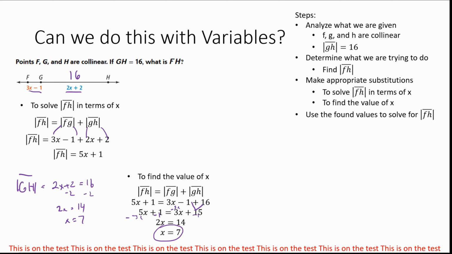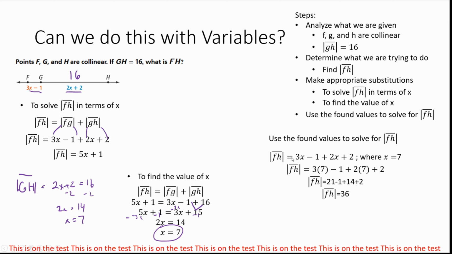So now that we have the value of x, we can go back in here and it says, what is FH? Well, we have a bunch of ways we can do that as well. We know that FH is equal to 3x minus 1 plus 2x plus 2, where x equals 7. Remember, we got that back here. So everywhere we see an x, we plug in 7. We get 21 minus 1 plus 14 plus 2, and that does come out to 36. Again, that is the long way around, but that does show the segment addition postulate in its entirety.